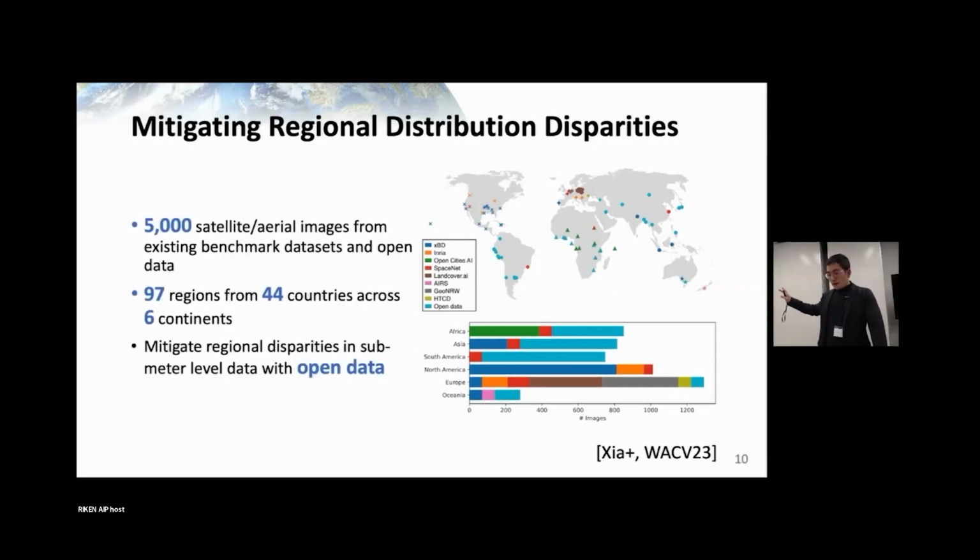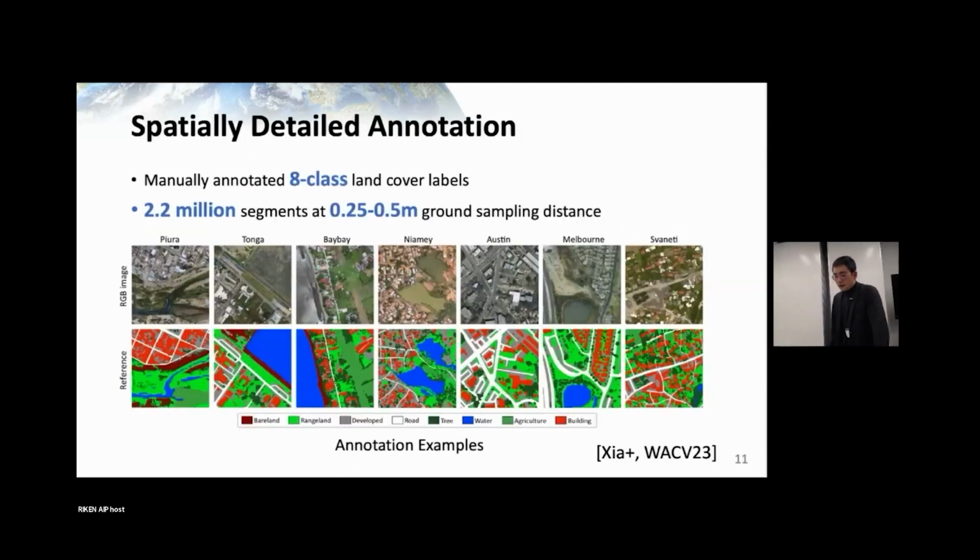And the data set is not really huge, but 5,000 images covering various regions. In this domain, it was the first data to cover so many countries for very high resolution images. And here's an example of annotated data, so pixel-wise labeling. Very, very spatially detailed annotation is required, and how to make annotation consistent was quite challenging.